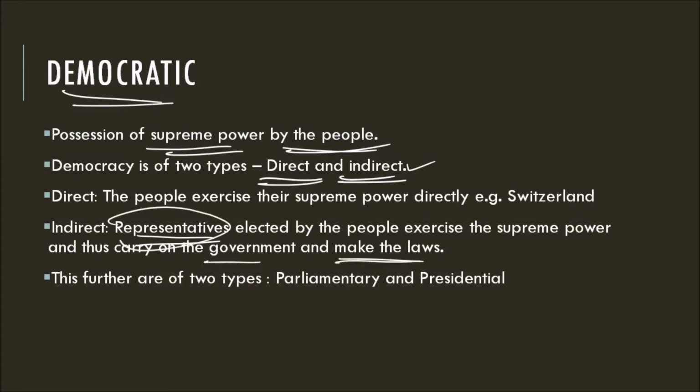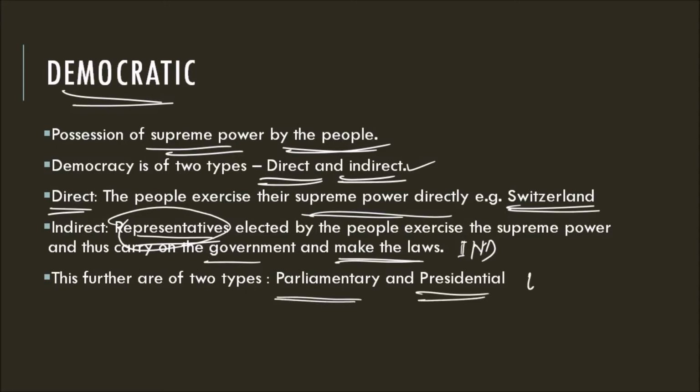And this middleman is absent in the case of direct democracy. In direct democracy, people exercise their supreme power directly. Switzerland is a country where direct democracy is practiced. And as you have guessed, in India, we practice an indirect democracy. Democracy can further be divided into parliamentary form or presidential form. The US follows a presidential form of democracy and India follows a parliamentary form of democracy.